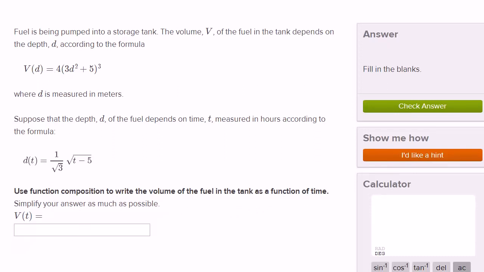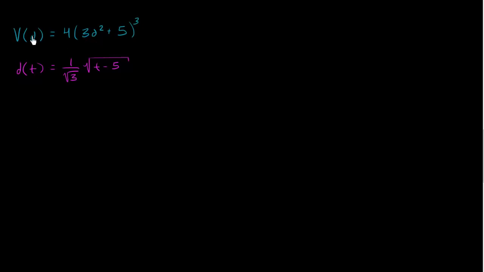So let me get my scratch pad out. I've already written what they told us here. This is volume as a function of depth, and now this is depth as a function of time. So if we want volume as a function of time, we could take V of d of t. Now this will give me volume as a function of time. So everywhere where I see a d, I should replace it with this description of how d varies with respect to time.